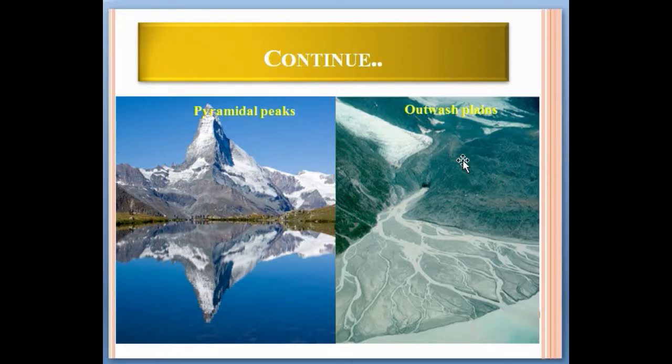Outwash plains. So outwash plains are smooth sloping plains lying in front of the glacial margins. So these are the glaciers and these are the outwash plains. Outwash plains look like moraines, but there are no rocks or rock debris. These are simple plains.